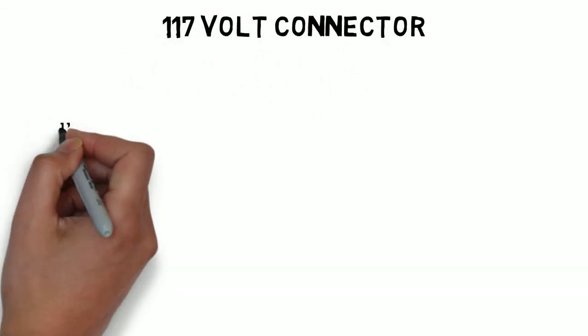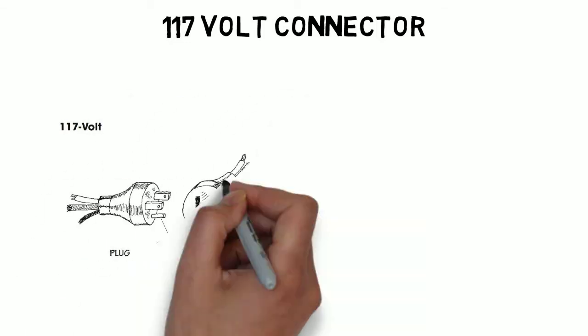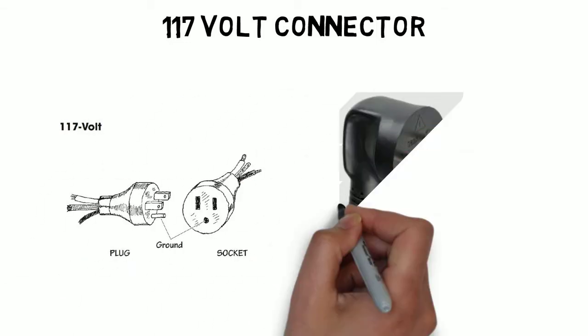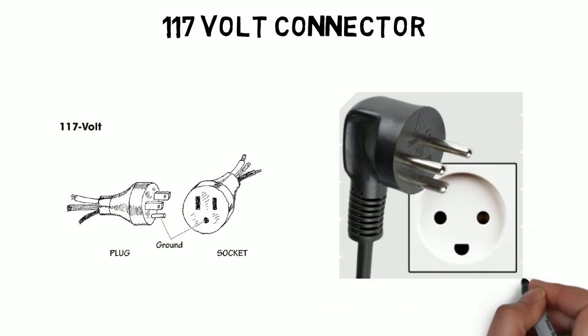First on our list is the 117 volt connector. This is a typical home appliance connector. It comes in both polarized and unpolarized forms. Both forms may come with or without a ground wire.